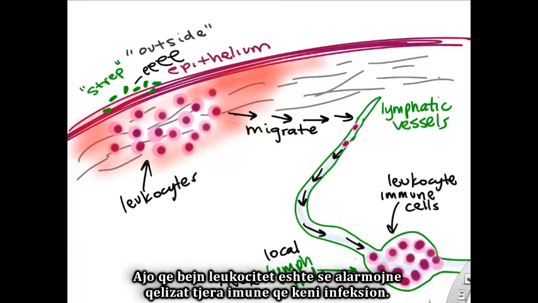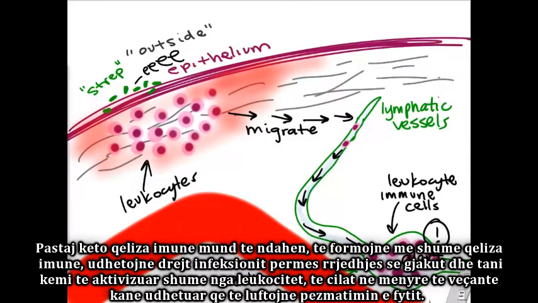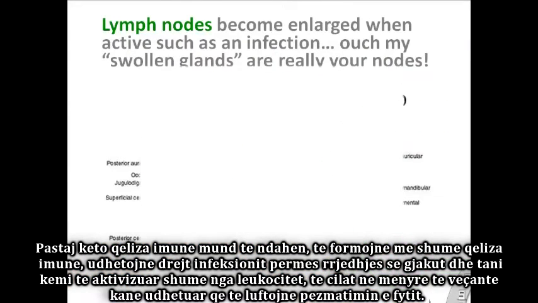And what those leukocytes can do is to alert other immune cells that you have an infection. And then those immune cells can divide, create more immune cells, travel to the infection through the bloodstream, and now you've got lots and lots of activated leukocytes traveling specifically to fight that strep throat infection.